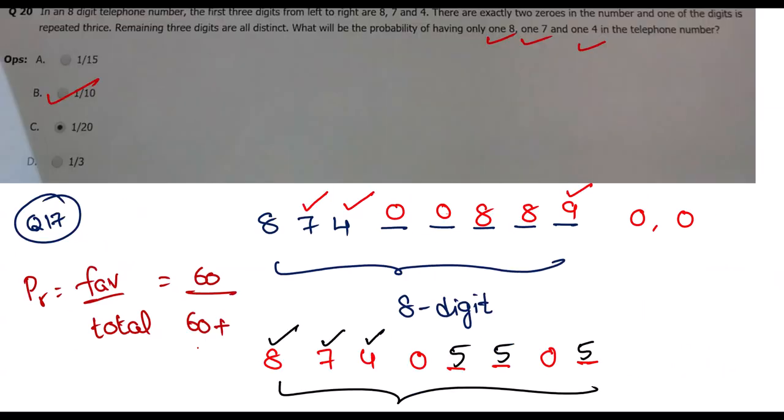Probability is favorable out of total. Favorable is 60. Total will be favorable plus unfavorable. Unfavorable is 540. This is nothing but 60 divided by 600.